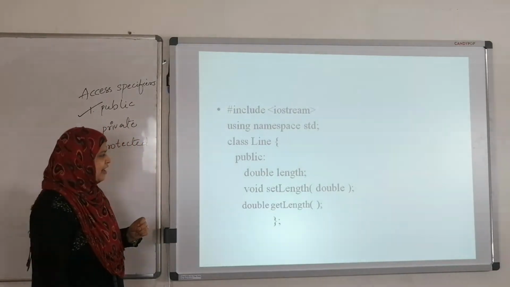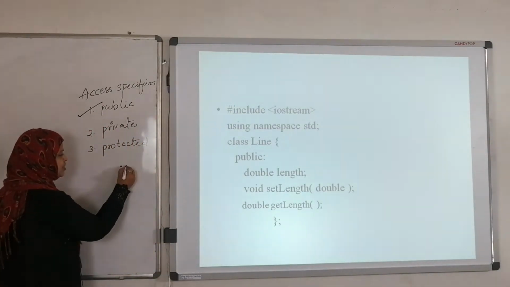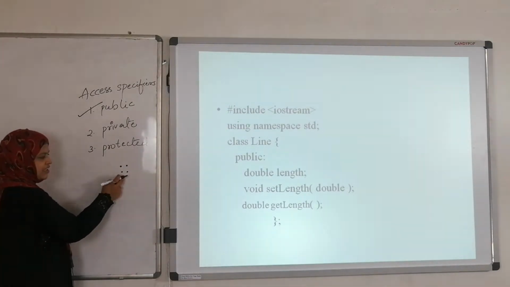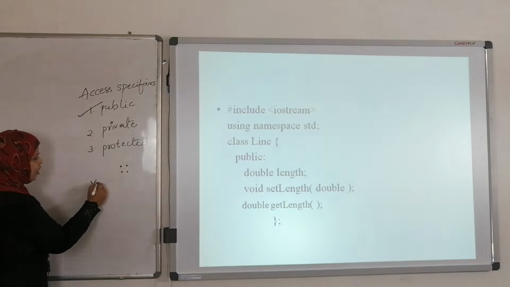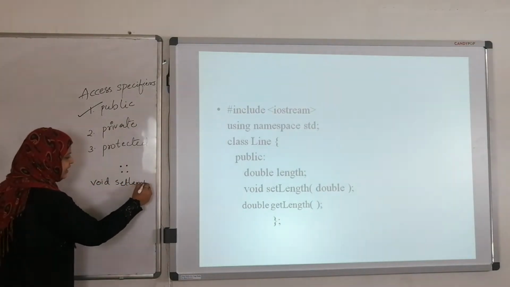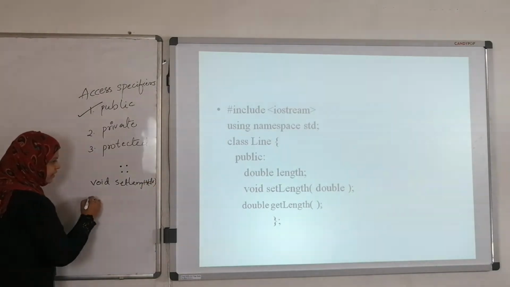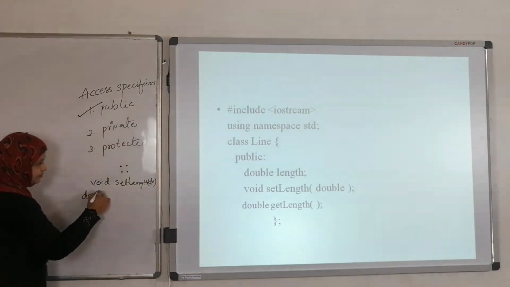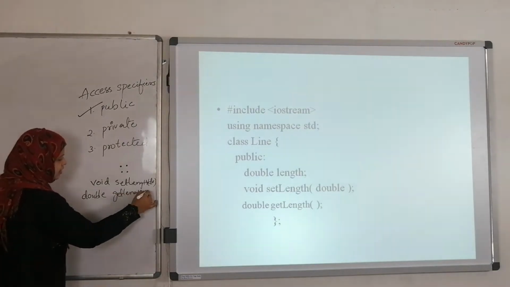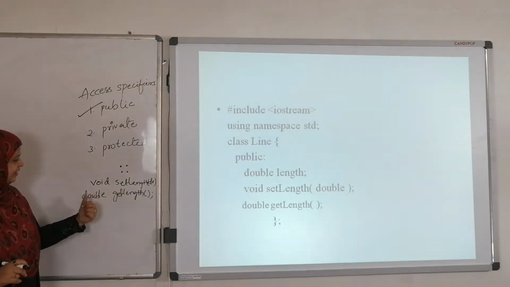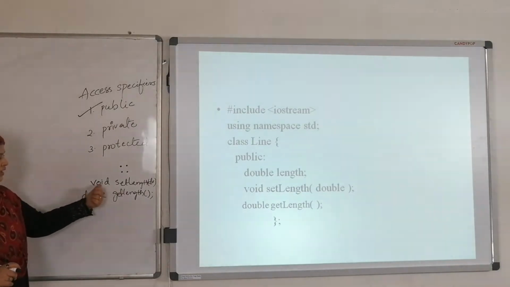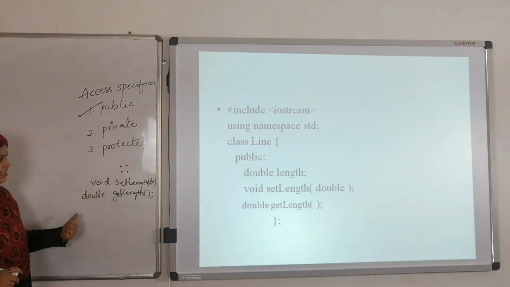Is it right? We have to use the scope resolution operator. What is the scope resolution operator? Here, this one is the scope resolution operator. Void set length, double get length. Two functions are there now. Now, how are we going to define these two functions outside the class?